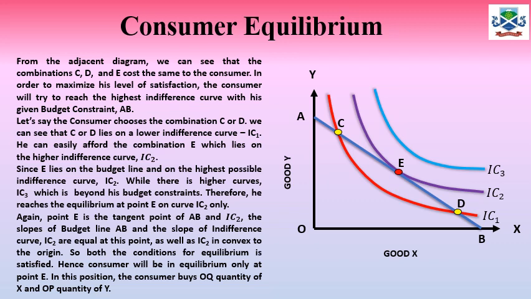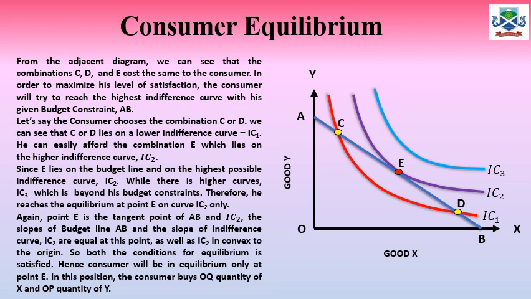Now it's explained here. From the adjacent diagram we see that the combinations C, D and E cost the same to the consumer because they are on the same budget line. In order to maximize his level of satisfaction, the consumer will try to reach the highest indifference curve with his given budget constraint, that is AB.